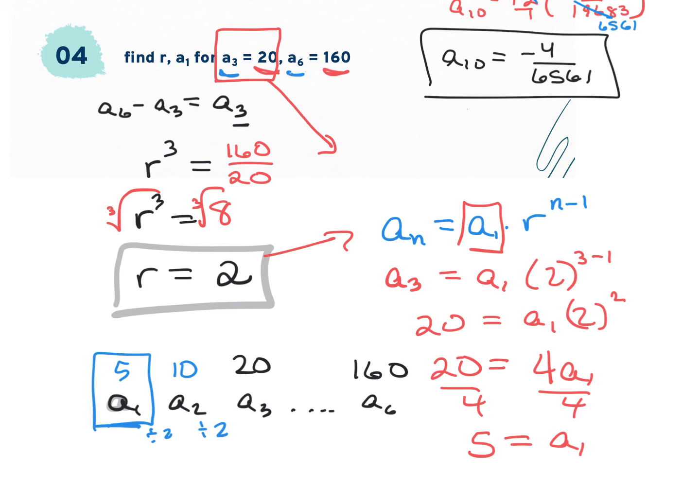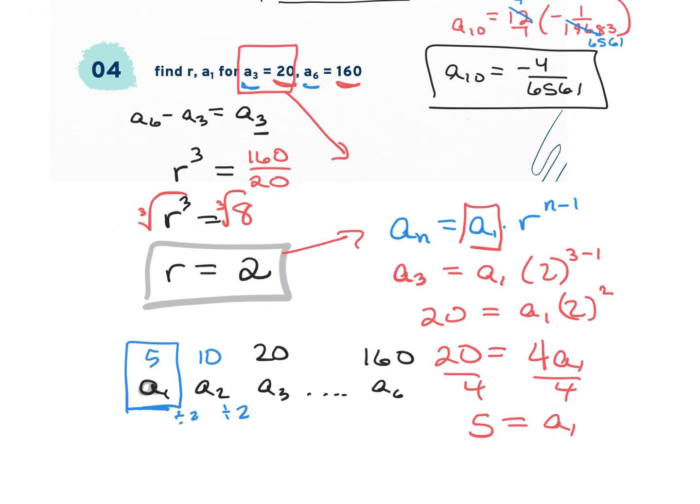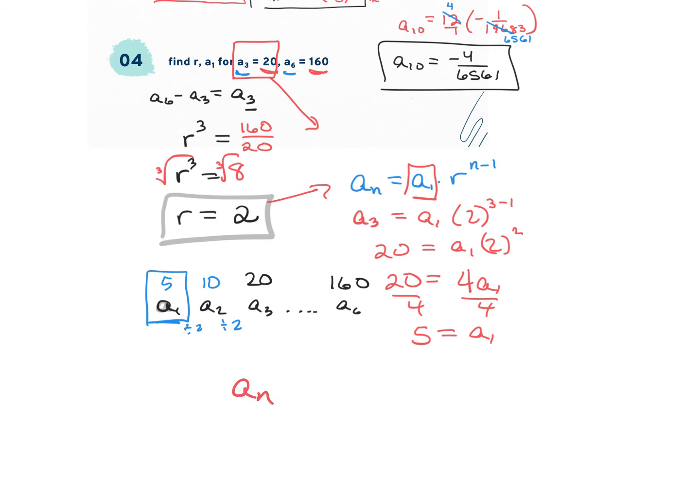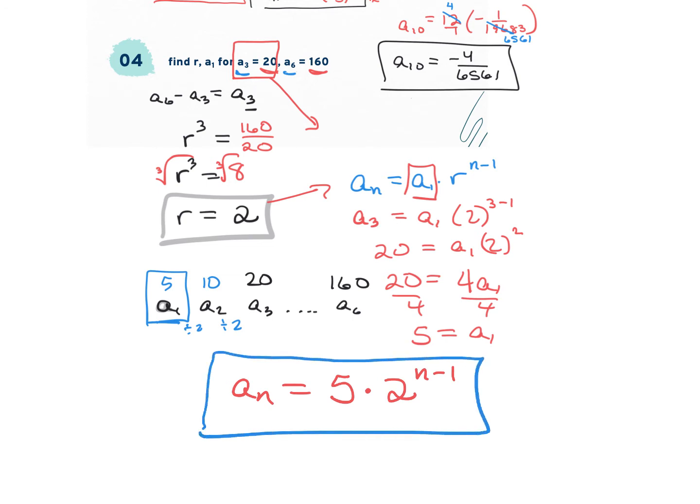Now, this one originally only asked for the first term and the common ratio. Let's say they said to write the equation for a sub n. Then you would just fill in your first term times your common ratio raised to the n minus 1. So if it asked you to find a sub n, that's what you would give. Again, this was the first term and your common ratio.